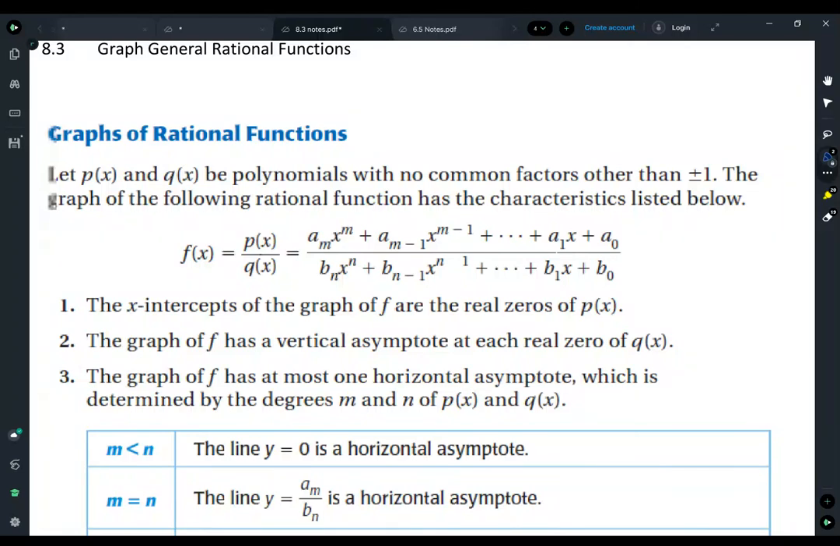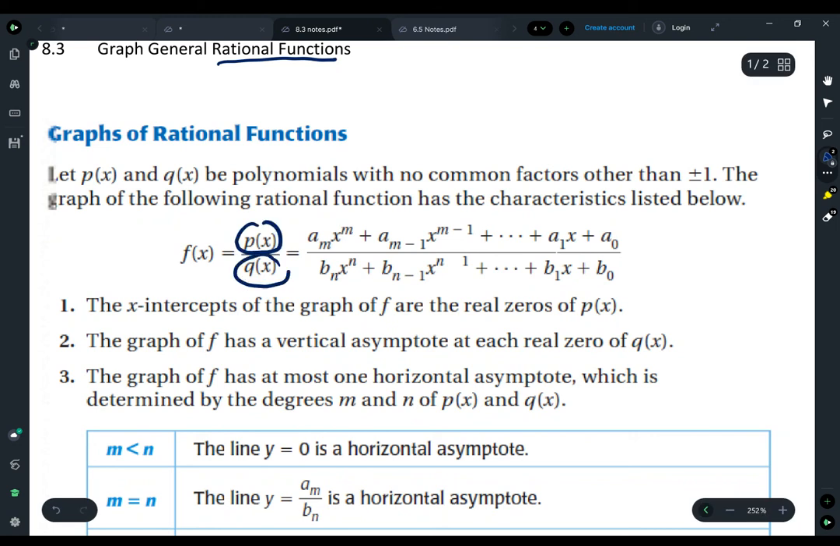These are Algebra 2 notes, 8.3 graph general rational functions. So rational functions at their most general form are going to be a polynomial. In this case, we've chosen to represent that with a p of x in the numerator and a q of x in the denominator. So you can see this is a general polynomial where your first coefficient is sub m, and then you have x raised to the mth power, and that goes all the way down to a constant at the end. So these are just general polynomials.